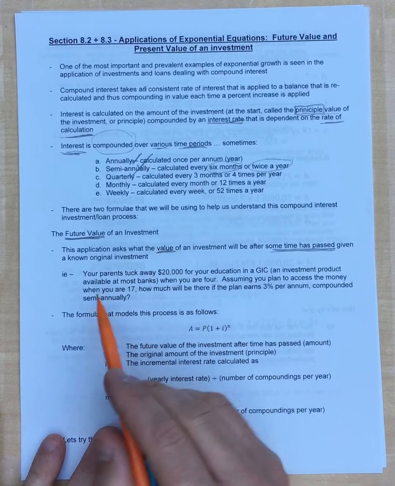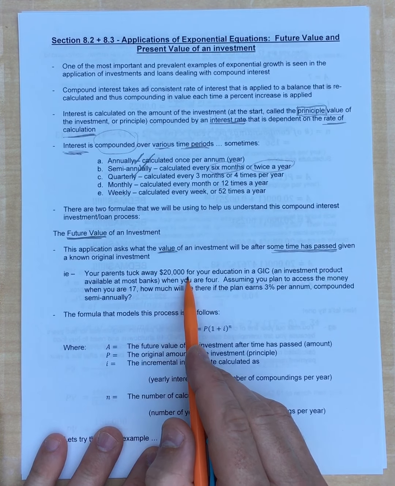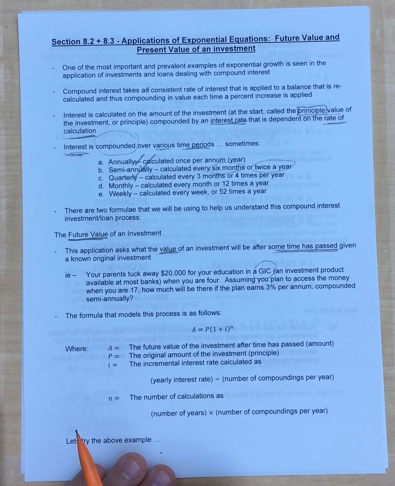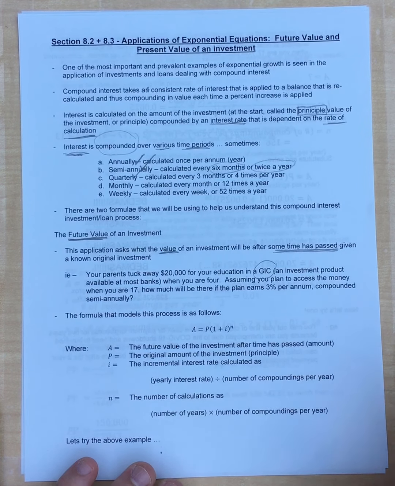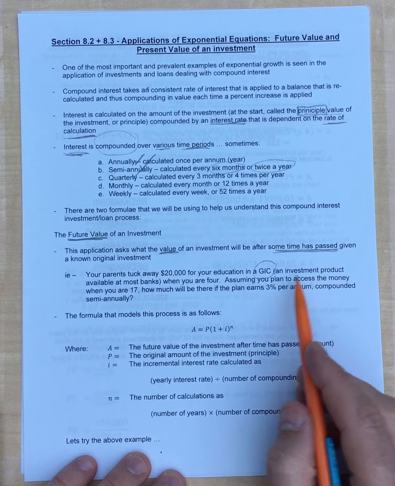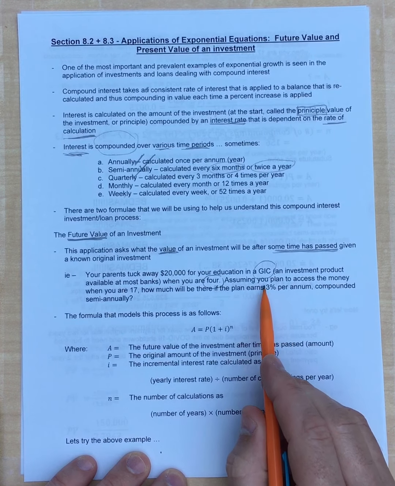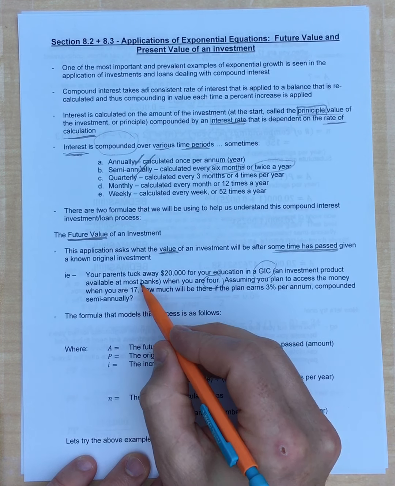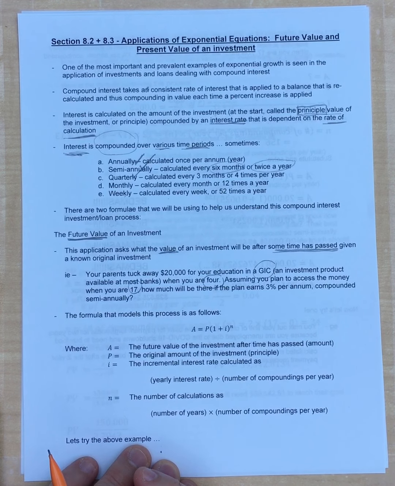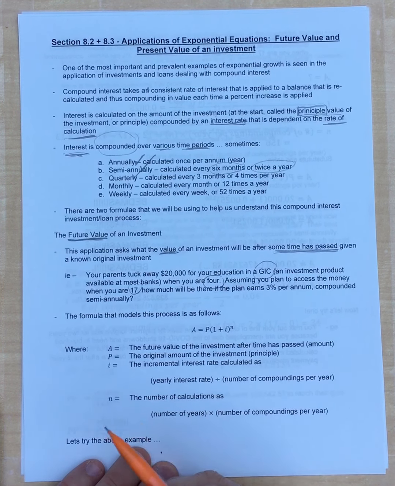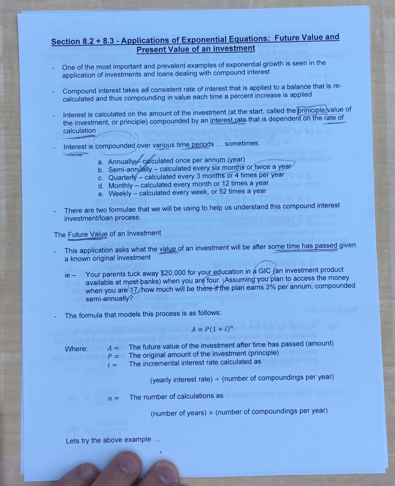So now here's an example. Your parents tuck away $20,000 for your education in something called a GIC, which is a guaranteed investment certificate. It's an amount where the interest rate stays the same and it's guaranteed by the bank no matter what, by law, by the Bank of Canada. When you are 4 years of age, assuming that you plan to access the money when you are 17, you're going to go to university after high school. And most people finish high school when they're 17 years of age. Maybe your birthday's early or whatever, but let's just say 17. We're not going to talk too specifically about it.